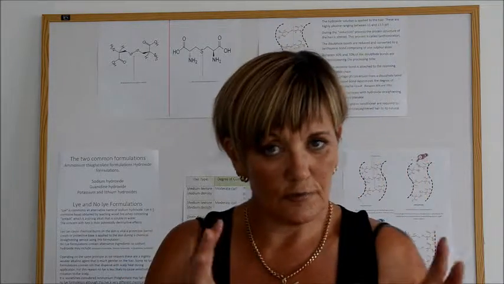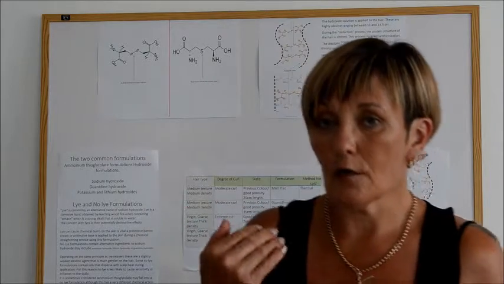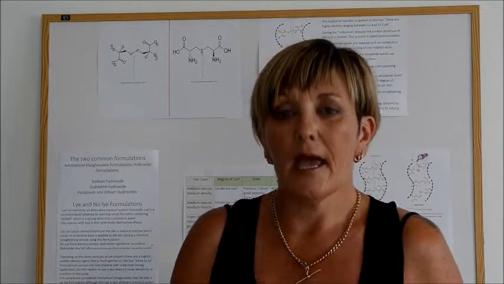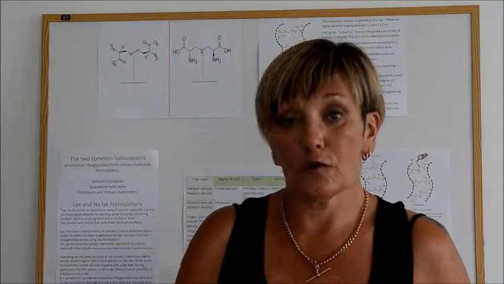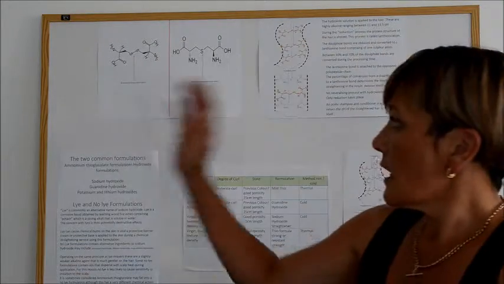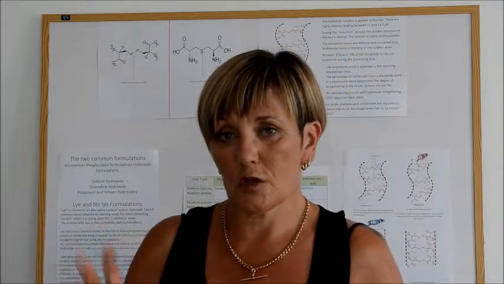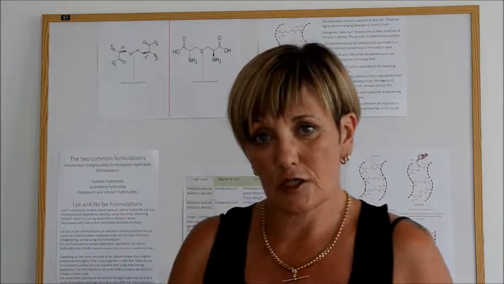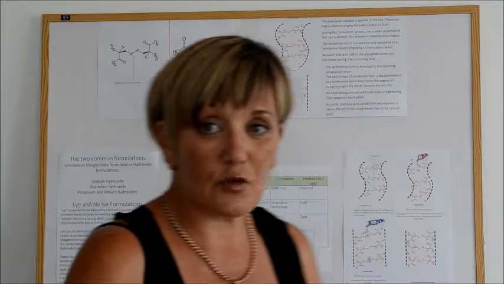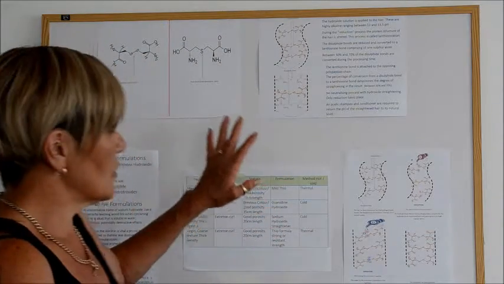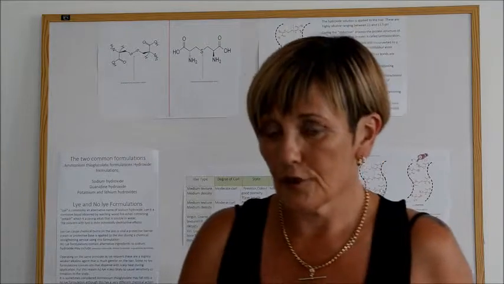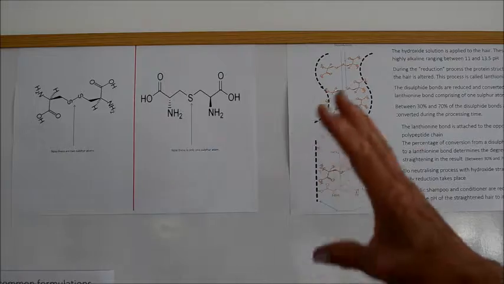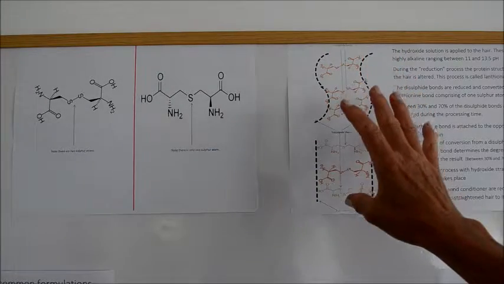Moving on to the chemical difference between an ammonium thioglycolate chemical straightener and a hydroxide straightener is the process and the action on the cortical fibres. A sodium hydroxide formulation will cause a different chemical action. And before we start that, it's really important you understand the diagrams here, which will illustrate a lanthionine bond and a disulfide bond. So now let's look at the chemical action of hydroxide straighteners.